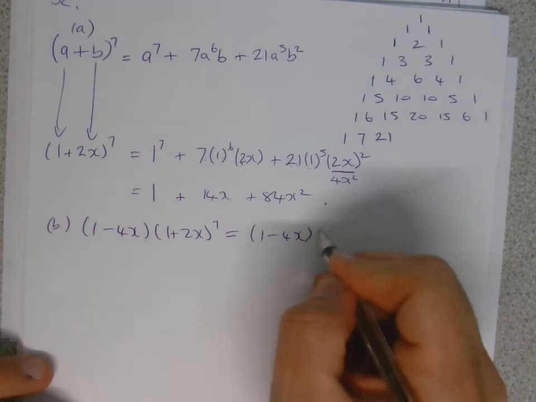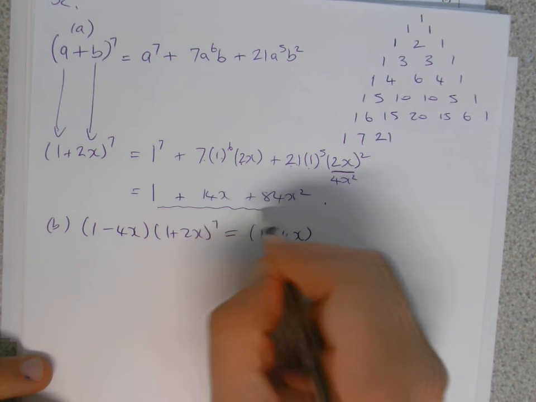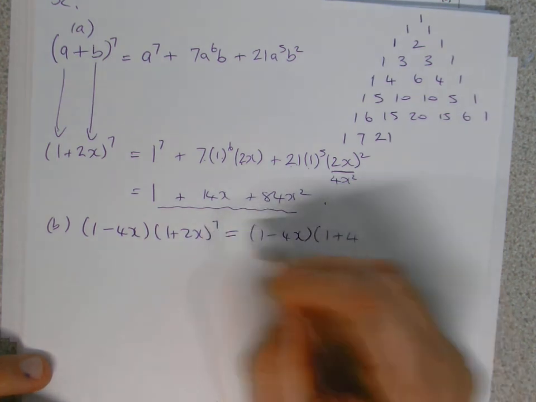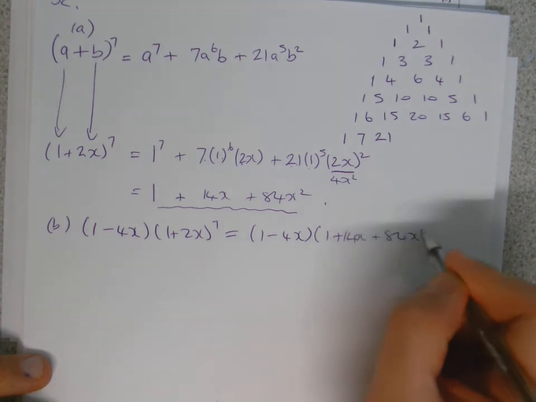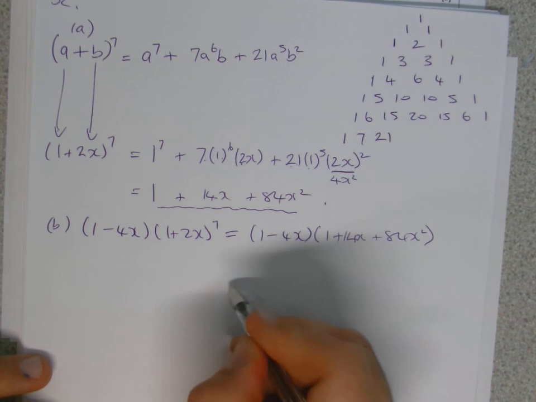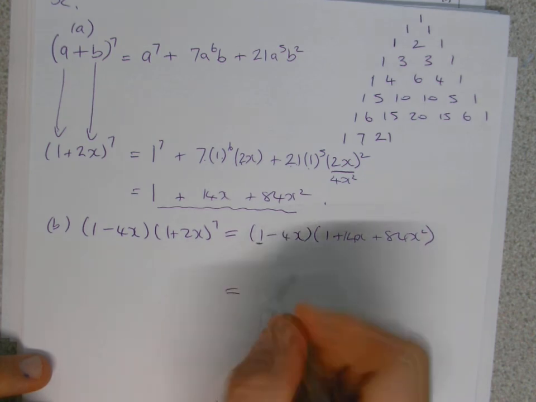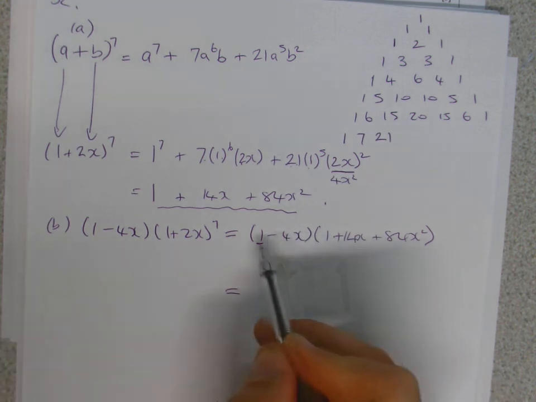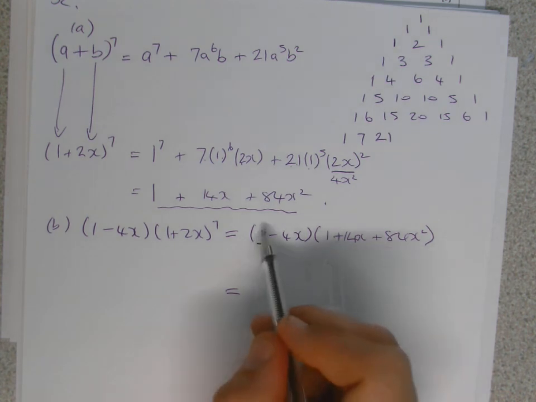It's not as if it's squared or cubed or anything. But what we can do, now we've got this bracket here to the power 7, we can actually use this answer instead. Okay, that's what it's saying, use your answer to part A. So instead of having that bracket to the power 7, just put this in: 1 plus 14x plus 84x squared. And then multiply out. So when you multiply out, I focus on the 1 to start with. So I times everything in here by 1. It's a bit like FOIL, but of course you've got three terms here. Okay, but you do the same principle.